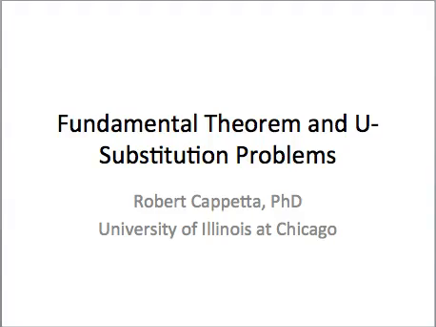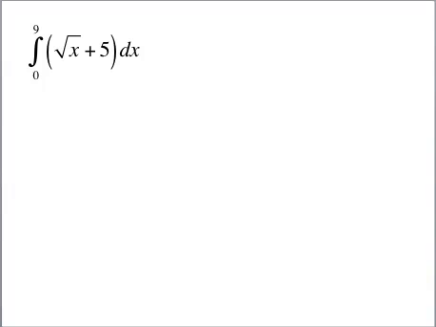This is Bob Capetta from the University of Illinois at Chicago, and this lesson is on the fundamental theorem of calculus together with U substitution problems. Our first example is the integral from 0 to 9 of the square root of x plus 5 dx.